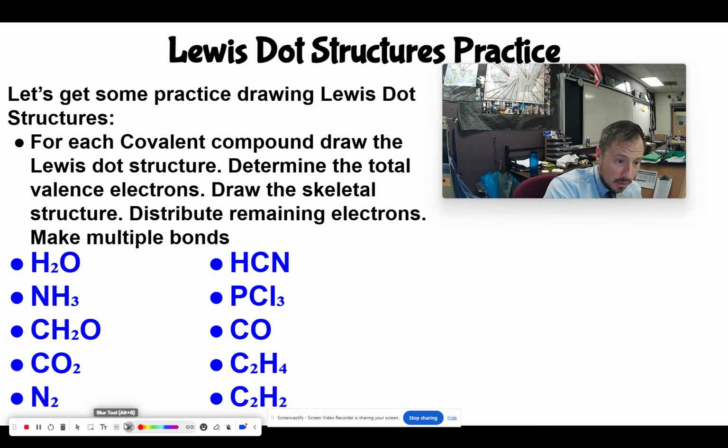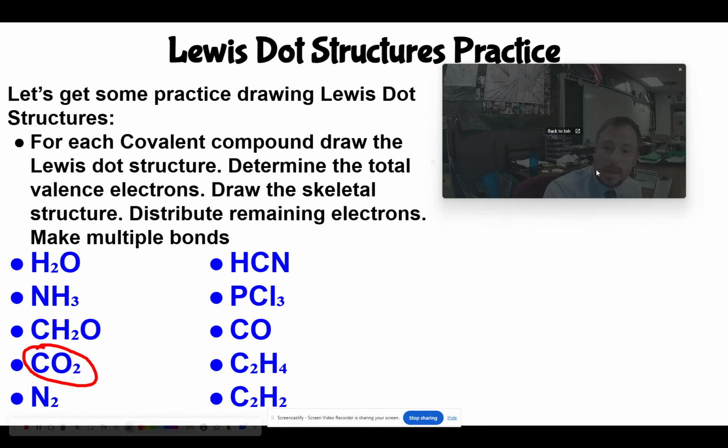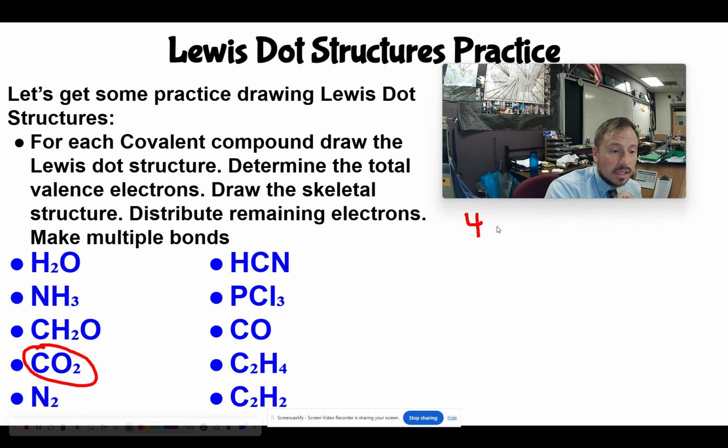So now I'm going to do another one, right? And this one has that last step. So let's do carbon dioxide here. So carbon has 4 valence electrons, and I only have 1 carbon.